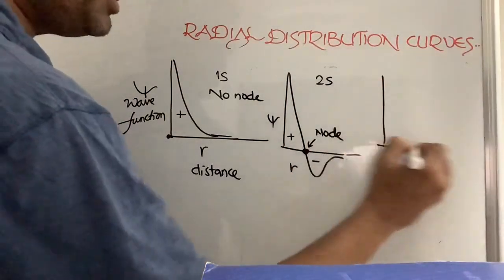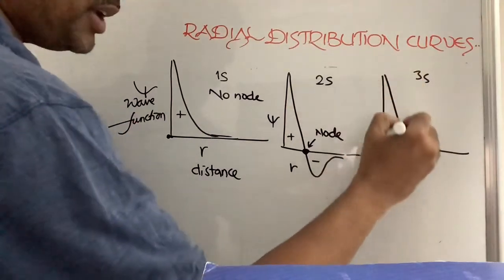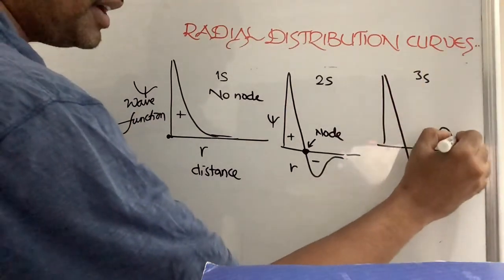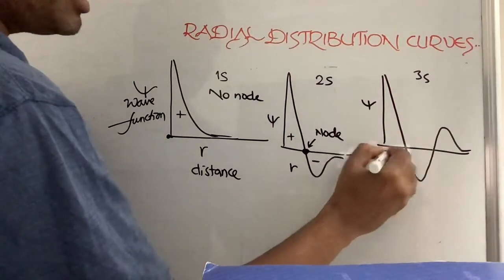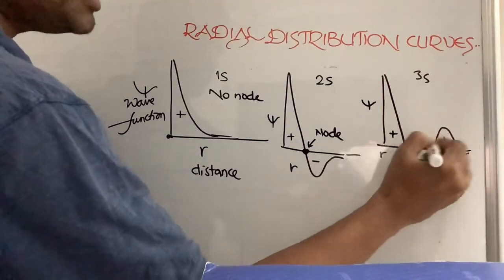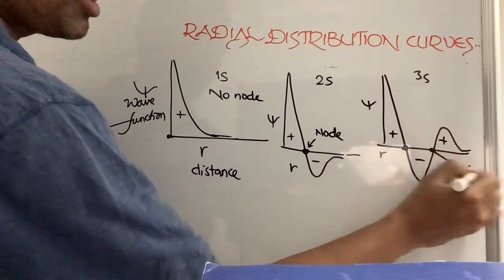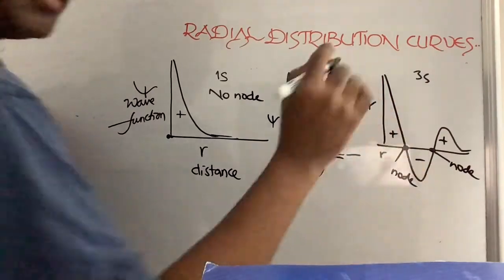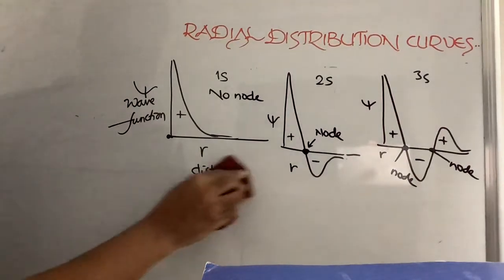Look at this. In this case, I am taking 3s orbital, starting from here like this. Psi versus r. This is node. Again, this is node. This is plus, minus, plus. Two nodes are there. That was about 1s, 2s, 3s graphs. We'll go with more graphs.